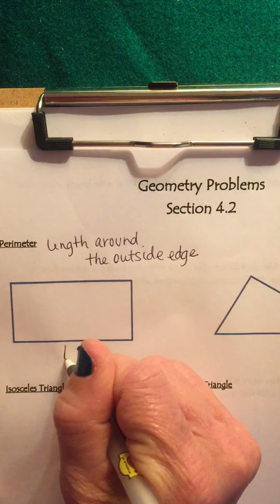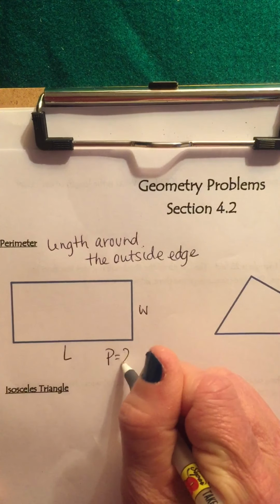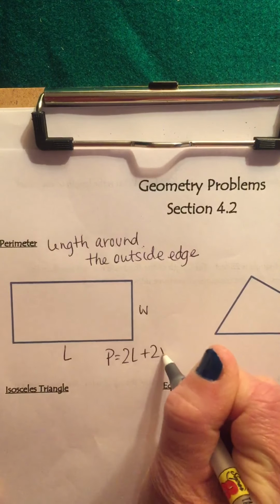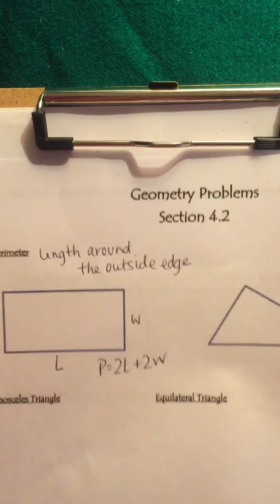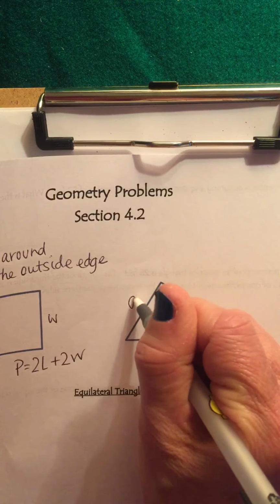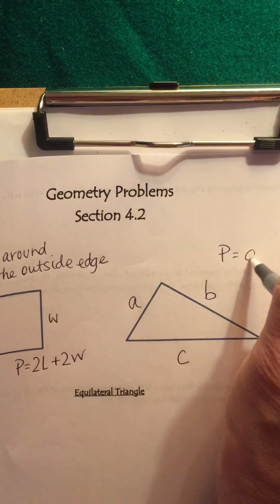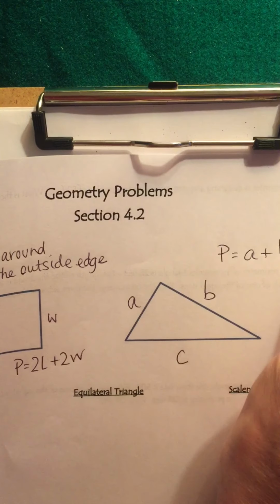Okay, we have the length and the width. So the perimeter will equal 2L plus 2W. If we're talking about a triangle, we'll label our sides A, B, and C. And the perimeter equals A plus B plus C.